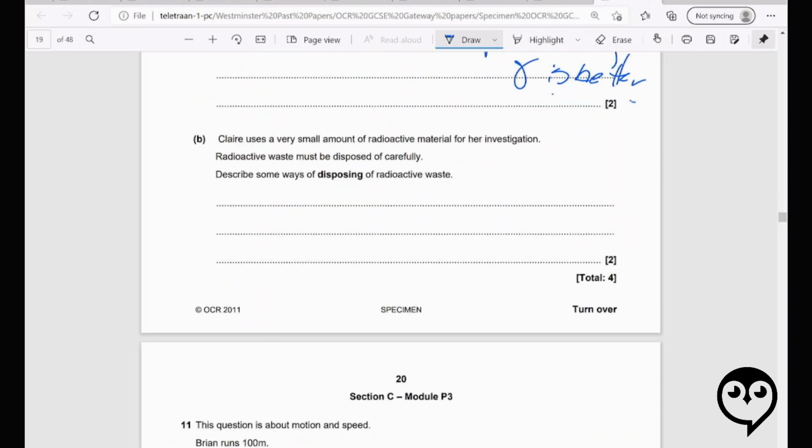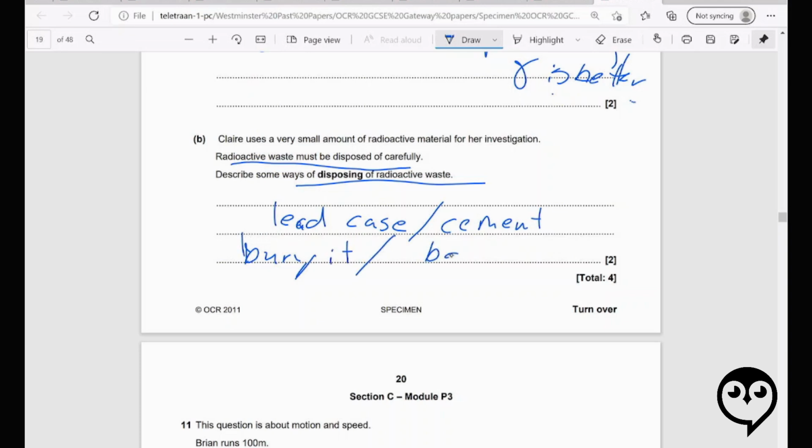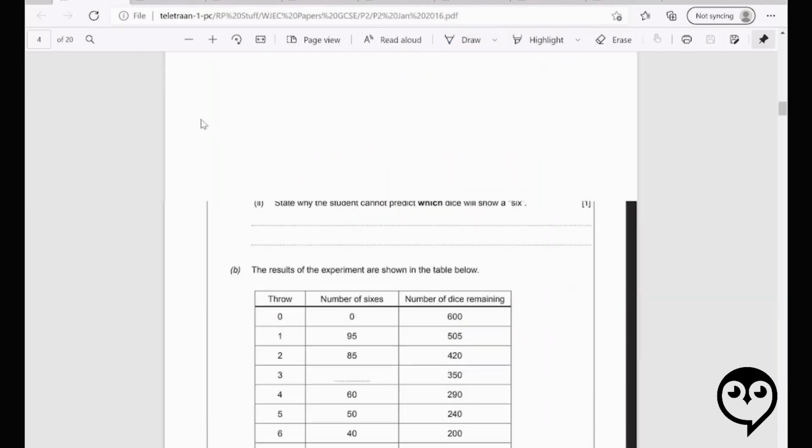Part B, and this is the end of the question. Claire uses a small amount of radioactive material and then it must be disposed of carefully. Okay, so what are some ways of disposing radioactive waste? Well, we can do a lead case. I think sometimes they put cement around it. We bury it underground, and maybe you might put some sort of badges or something to kind of warn if the radioactivity is still present, that kind of thing. But I think that's okay for 2 marks. I don't have a mark scheme. My apologies.